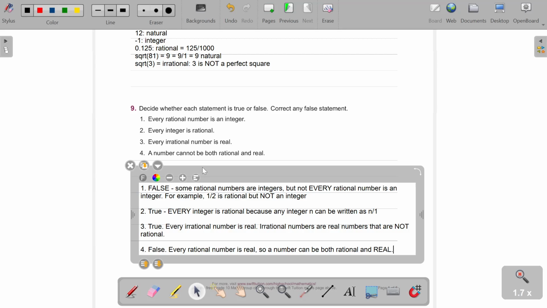So hopefully that has helped you understand everything that you need to understand when it comes to looking at real numbers and classifying them and deciding which is which, and so on and so forth.